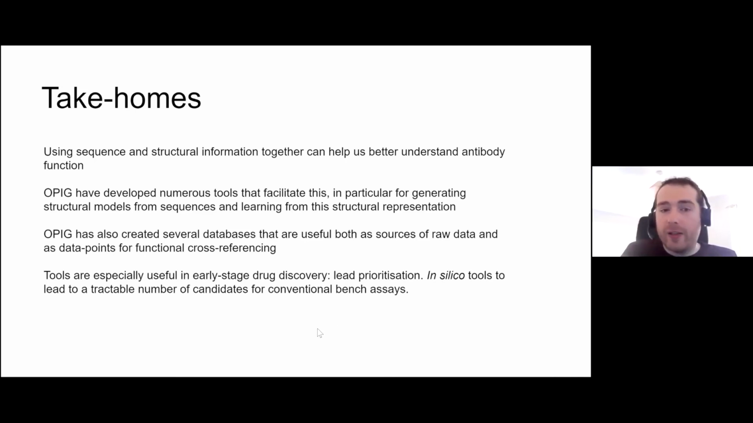And in OPIG, in order to facilitate all of this, we've also created several databases that are both useful as a source of raw data, just having all of the NGS data in one location, but also as data points for cross-referencing of data. So again, thinking back to what Matt showed you earlier, we can immediately jump from a sequence in OAS to actually looking in CovAbDab to see, do we actually have some known COVID-19 antibodies in there? Jump from there to SAbDab to see, do we actually have an experimentally determined structure of this antibody?